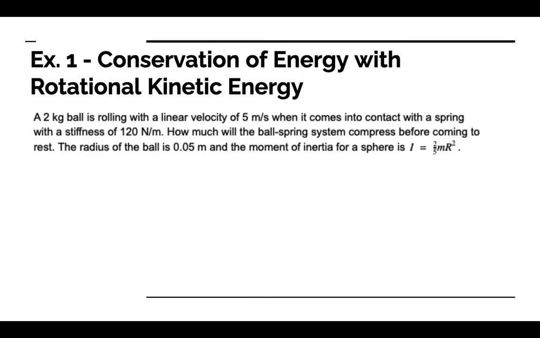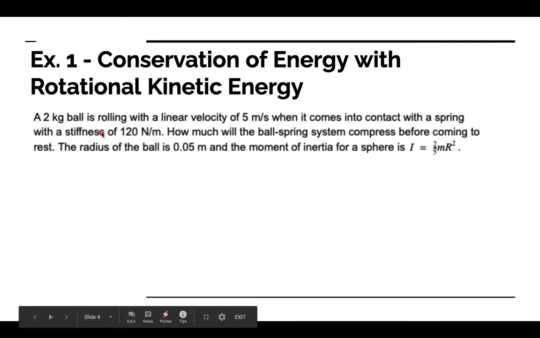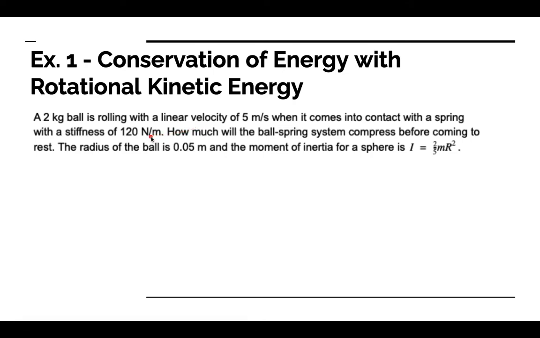So let's take a look at an example with a conservation of energy problem with rotational kinetic energy. The problem-solving process is still the same as before, except now we have an additional term for rotational kinetic energy thrown into our overall energy term. A 2 kilogram ball is rolling with a linear velocity of 5 meters per second when it comes into contact with a spring with a stiffness of 120 newtons per meter. How much will the ball-spring system compress before coming to rest? Ooh, there should be a question mark there. The English professor in me does not like that.